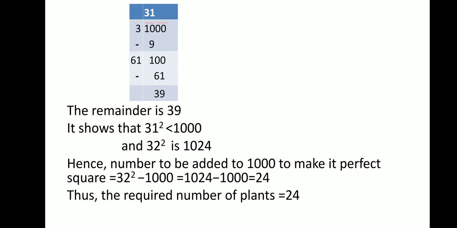Now as it is a case of addition, I need to add 1 to the quotient, that is 31 plus 1, 32 square. From this 32 square, I need to subtract 1,000, which gives me 24. So the required number of plants will be 24.